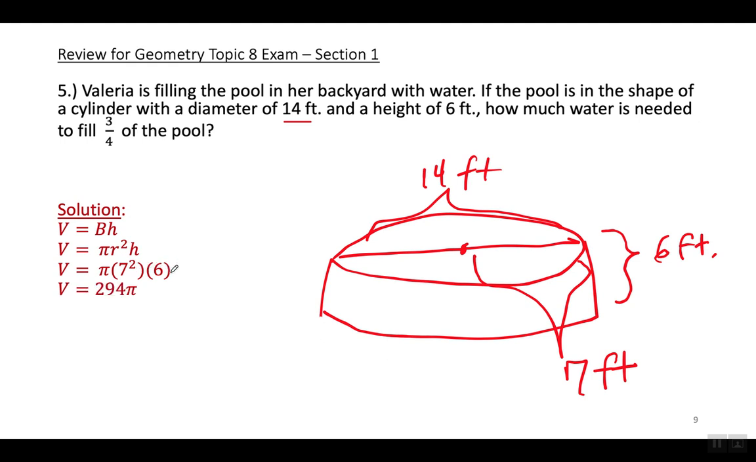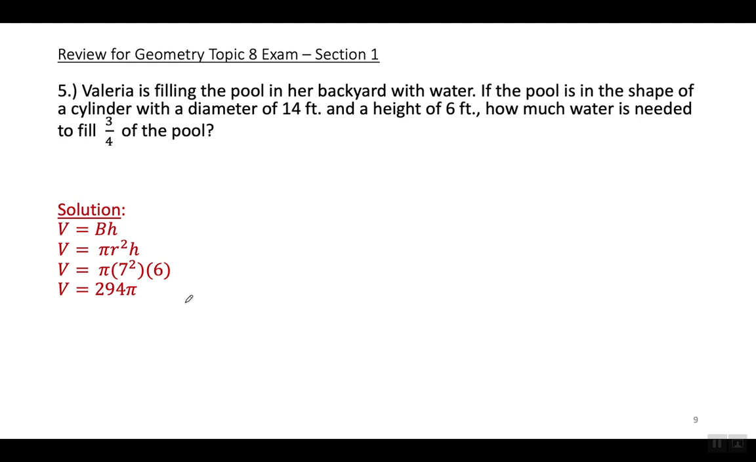Okay, so when I multiply that, I get the volume of the entire cylinder, or the entire pool, which is 294 pi cubic feet. I forgot to put that, but whatever. 294 pi cubic feet. Okay. Now here's the deal. They don't want to fill up the entire pool. The question is, how much water is needed to fill 3/4 of the pool? They only want to fill 3/4 of the pool.